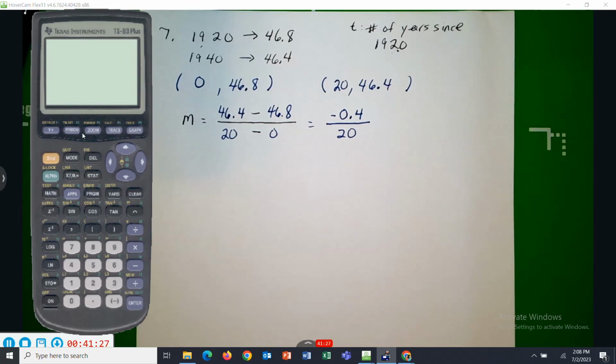Move my calculator over here. Turn it on and clear all of that out. Did y'all agree with my 0.4? 46.4 minus 46.8? Negative 0.4 divided by 20?